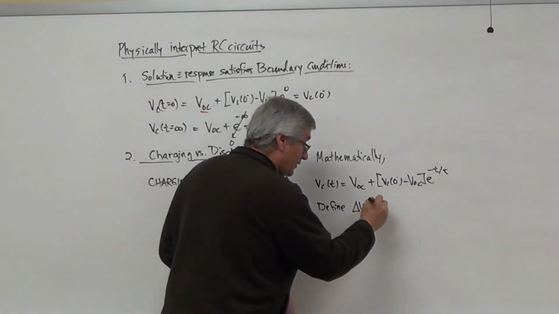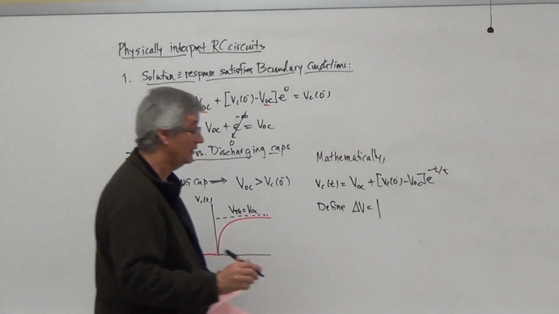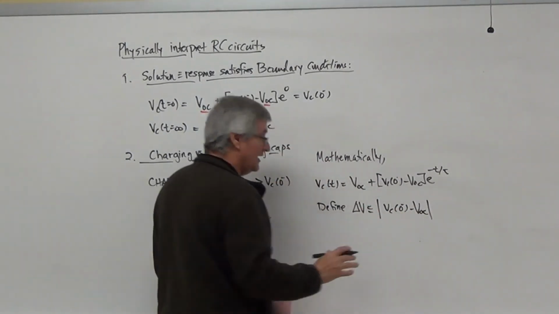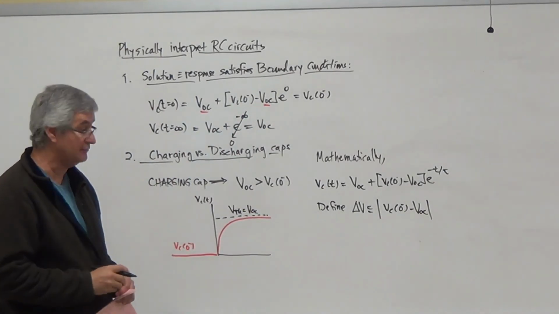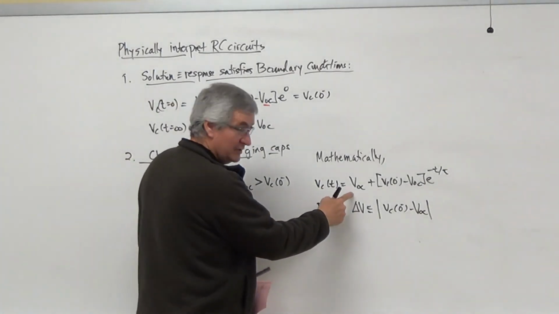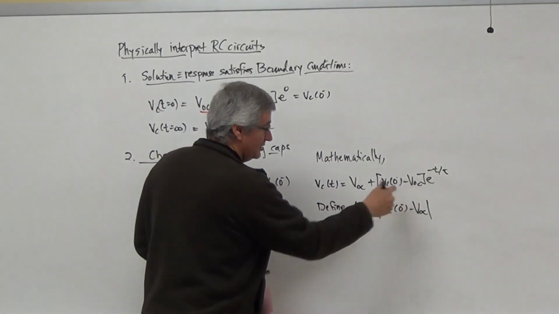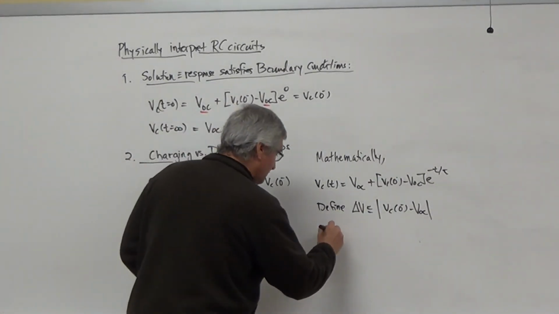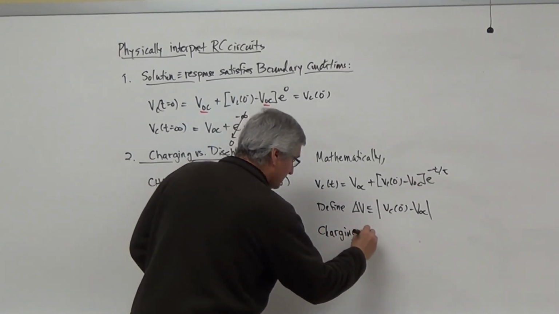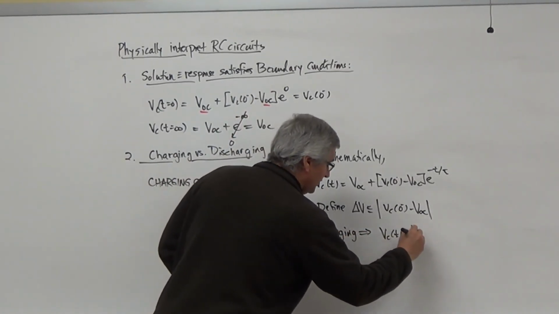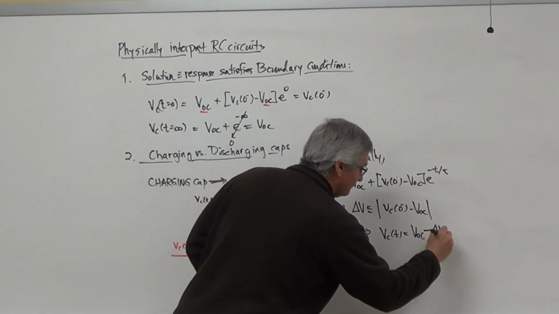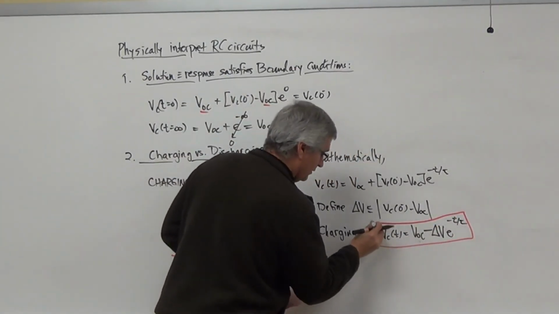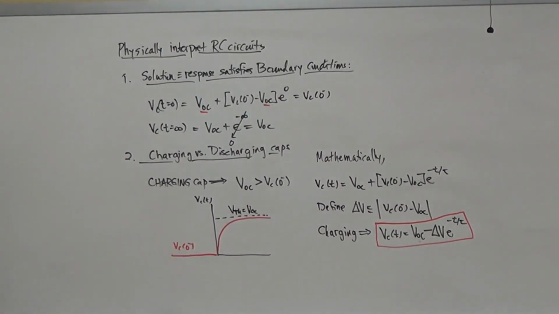And when I do that, look what I'm going to do. I'm going to do absolute value. So then it's going to be VC of 0 minus VOC. So this guy is a positive quantity. It's always positive. Now, look at this equation right here. If VC is smaller than this, there has to be a negative sign there. So what I'm seeing here for charging, this implies here that VC of t must be VOC minus delta V e to the minus t over tau. Okay? It has to be that way.